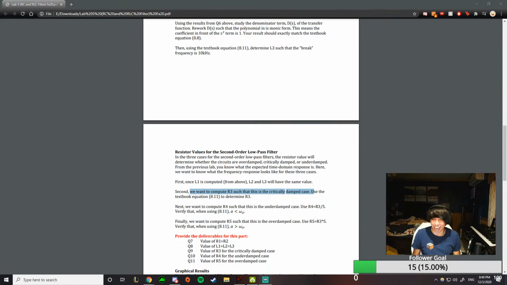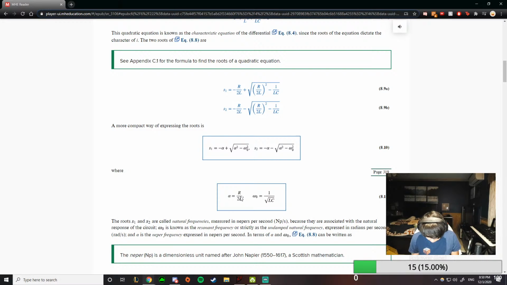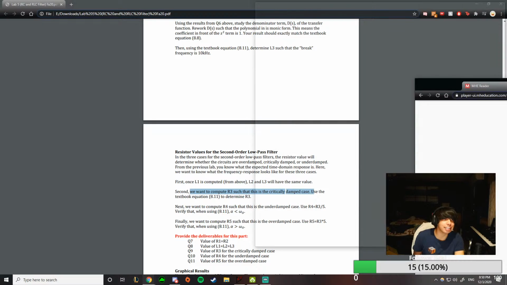okay. I now understand what I'm supposed to do. So I'm supposed to use this equation and I replace the alpha with my frequency, which is 10,000, is equal to my resistor value, which I'm solving for, R over 2L, and L is 0.01. It's that easy, dude.